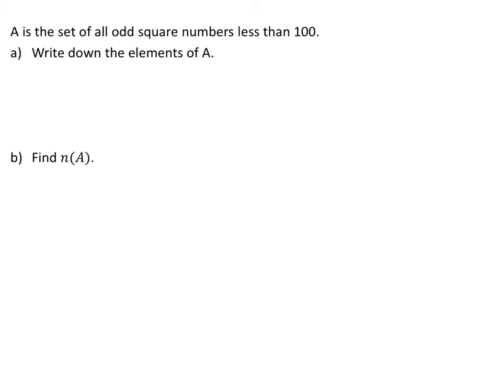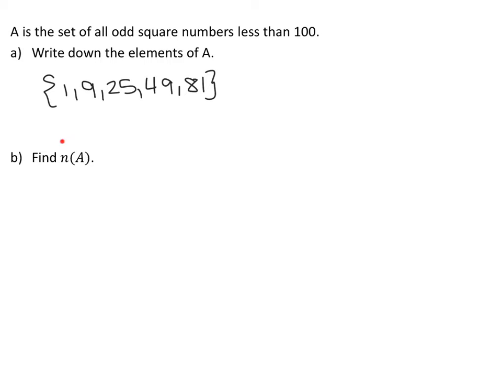This first example defines set A to be the set of all perfect squares or square numbers less than 100. So part A wants us to write down the elements of A, which just means list everything that exists in that group. So all the odd perfect squares less than 100 would be 1, 9, 25, 49, 81. So those are just all the numbers that exist in this group.